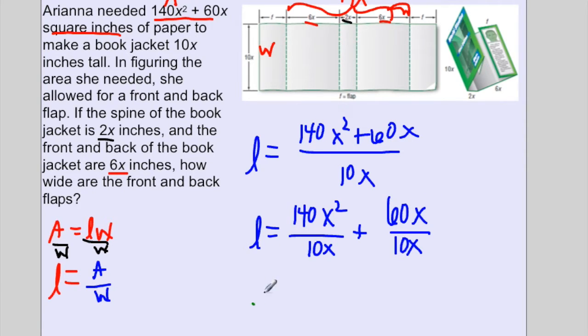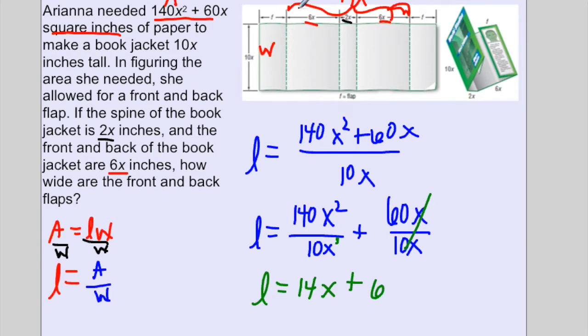When I simplify this, I would have 140 divided by 10, which gives us 14. X squared over x, this is really x to the second. Remember, subtract the smaller exponent from the larger. 2 minus 1 is 1, so I just have x. Plus 60 divided by 10 is 6, and my x's will cancel. So the length is 14x plus 6.